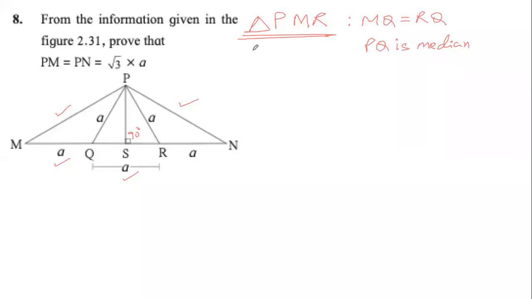Because we are looking at P wala angle, so this angle we are looking at. So I will say PM square plus PR square equals to. Now you tell me what will come on the right hand side using Apollonius theorem.